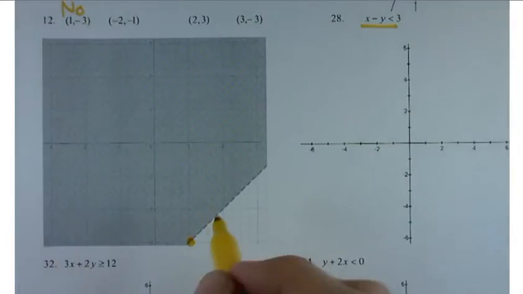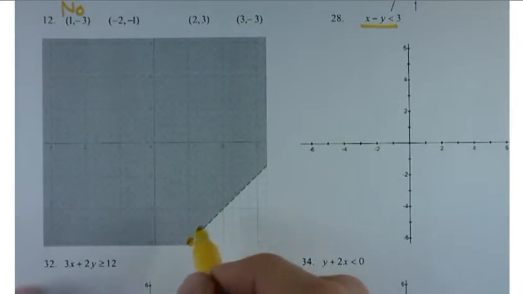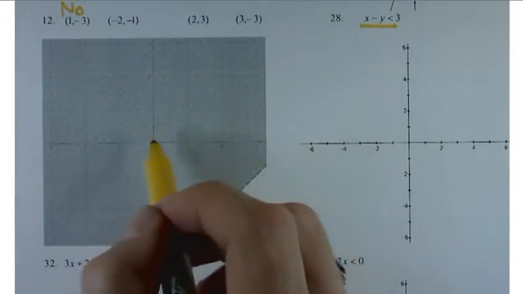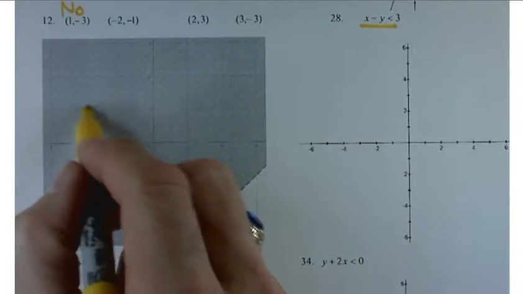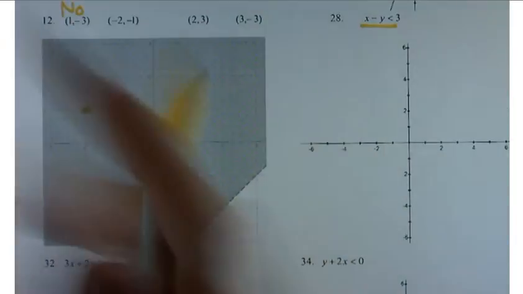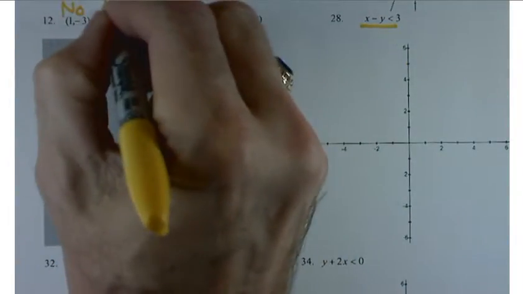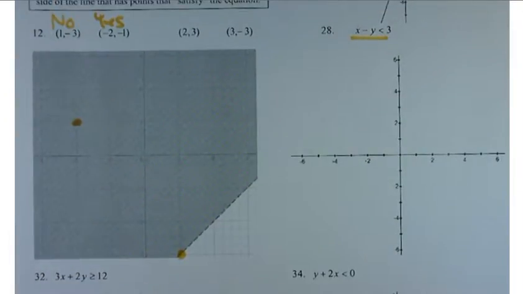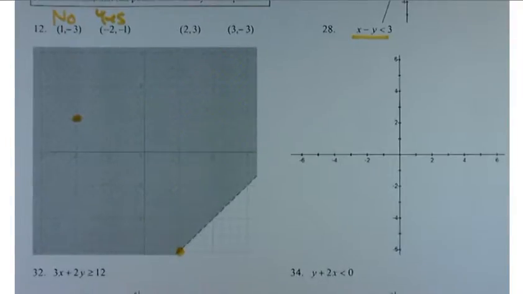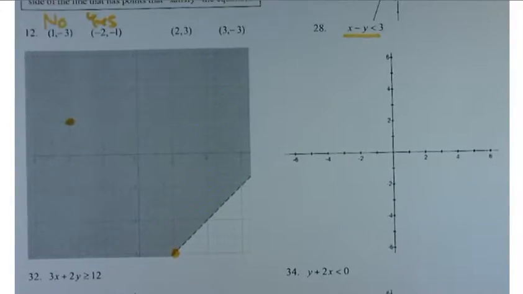That one's not a great example to start out with, so let's try a different one. Negative 2, negative 1. Clearly that falls inside the shaded region. So that's a yes or a true. Why don't you finish the next two? See what you can conclude.